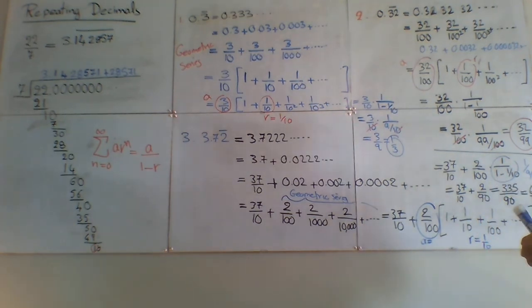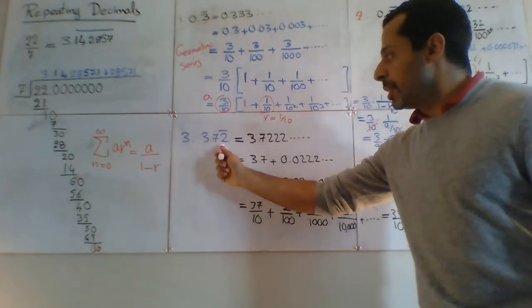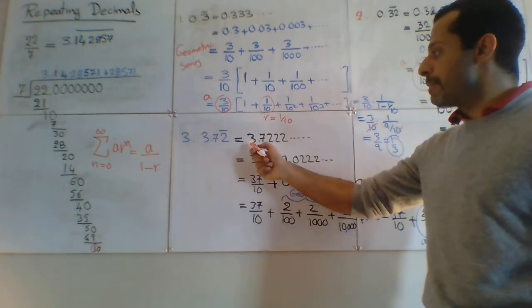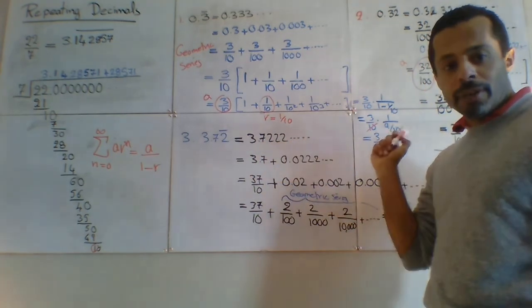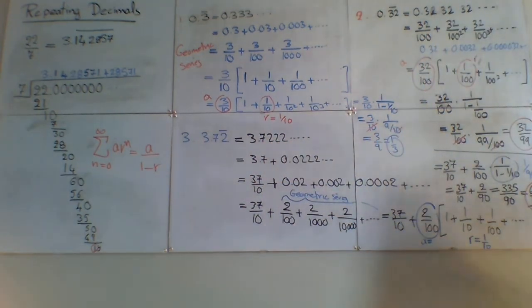So the final answer, the reduced fraction in lowest terms that's represented by the decimal expansion 3.72222 forever, is 67 over 18, and we found that by using the formula for the sum of a geometric series.